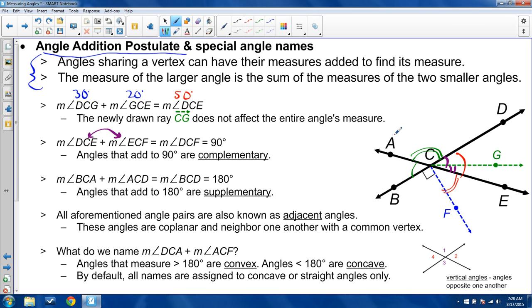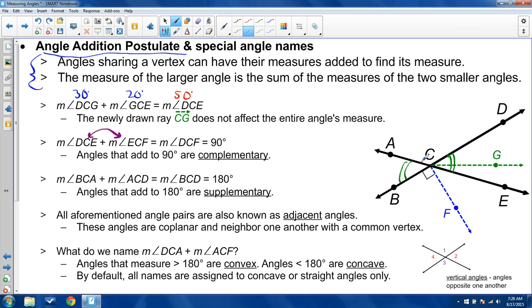There are some other ones, such as this one down here, that are called vertical angles. Vertical angles are angles that are opposite one another. In other words, they have opposite rays extending out. So kind of like two straight lines going through. For instance, these are vertical angles. DCE and ACB are vertical angles. Now, they match up congruently. Vertical angles are congruent. They're both the same angle measure.